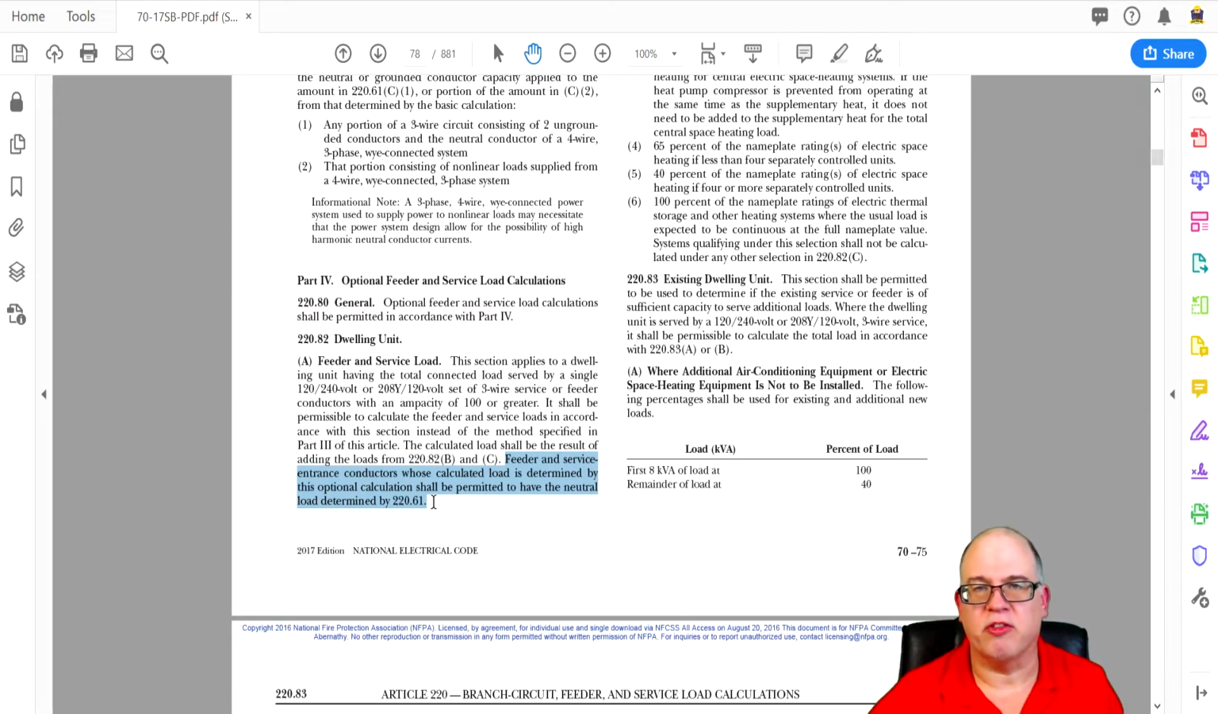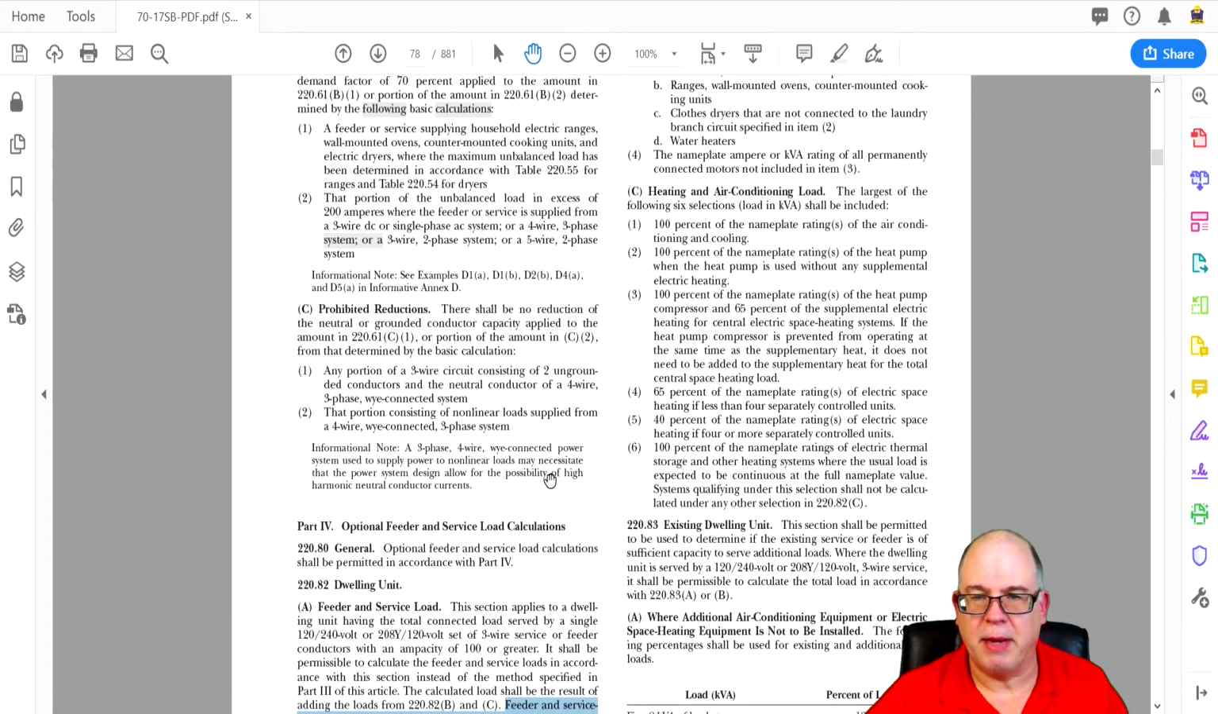That does fall under the standard method. So it falls under Part 3. So you're governed under Part 3, and follow all those rules associated with that. All right? So when you're doing the neutral, Part 3. Just saying. Keep that in your mind.